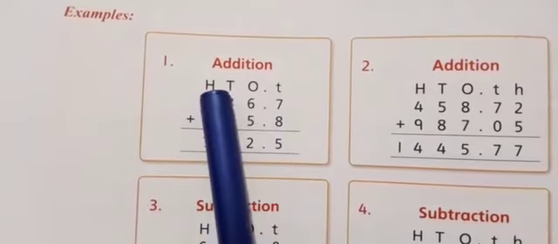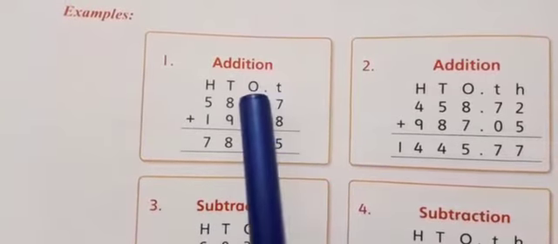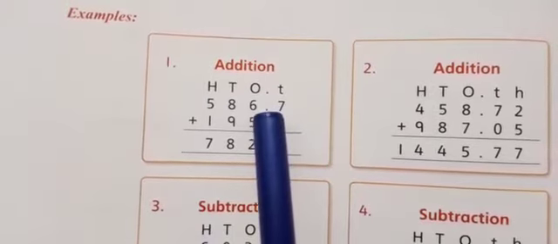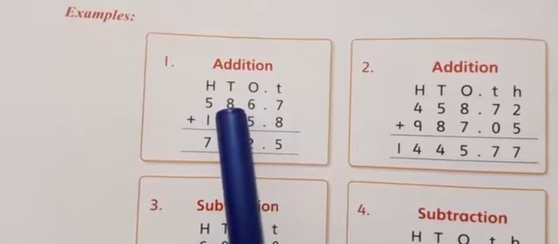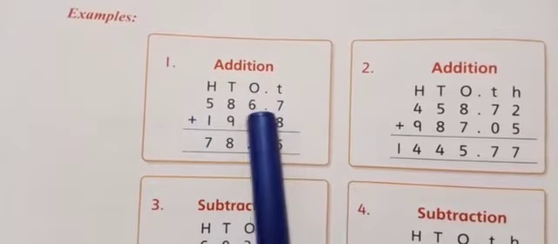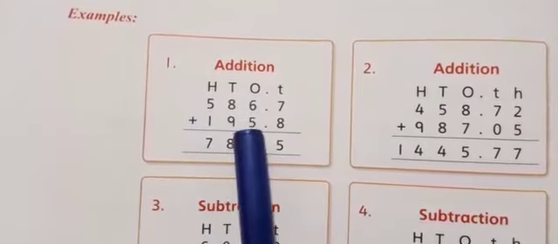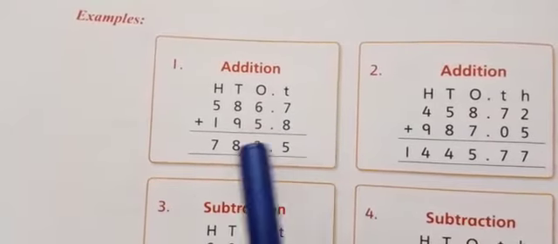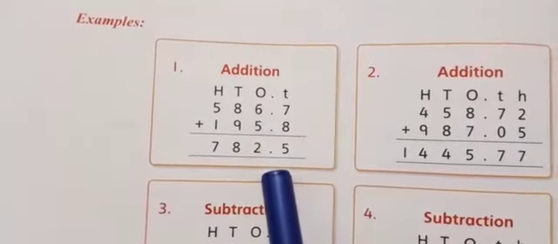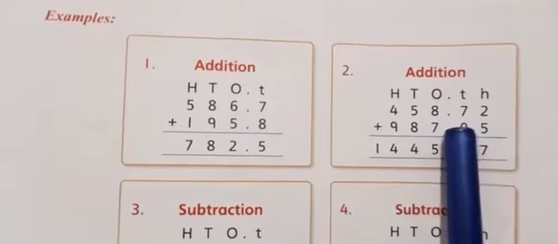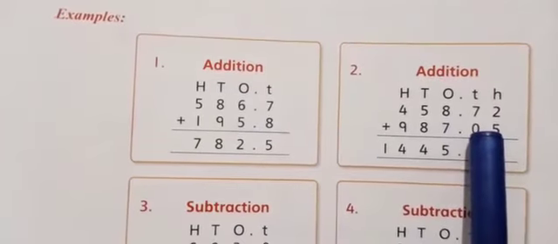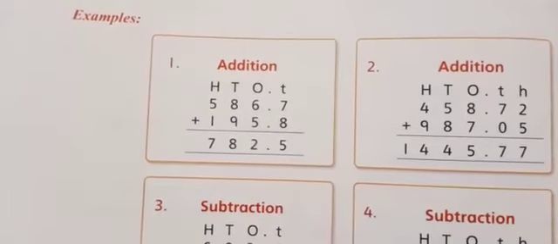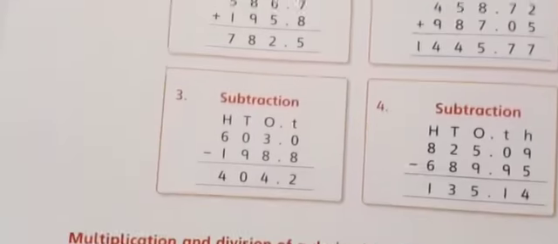This is the addition, and we have written tenths, decimal point, ones, tens, hundreds, and 7.685. Now it is 586.7. It is 195.8. Okay, and then we had added it, and after adding you can see the decimal point is under the same column. In this addition, it is also under the same column. Okay, so boys, what we have to do here, let me show you.